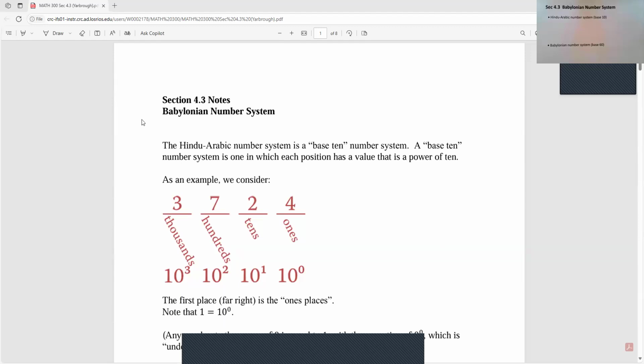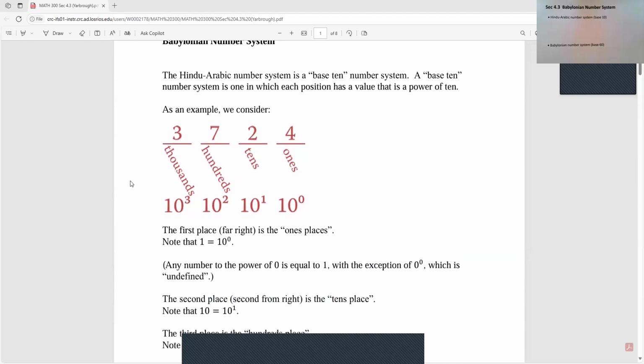So the Hindu-Arabic number system, the one that we use currently, is called a base 10 number system. The base 10 number system is one in which each position has a value that's a power of 10. Consider the number 3,724. Okay, what do we mean by that number exactly?